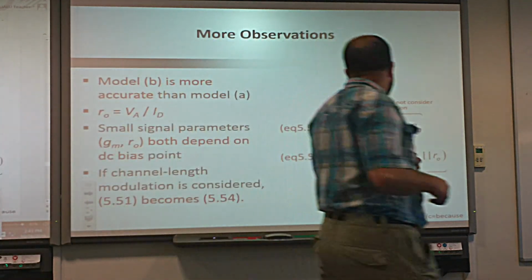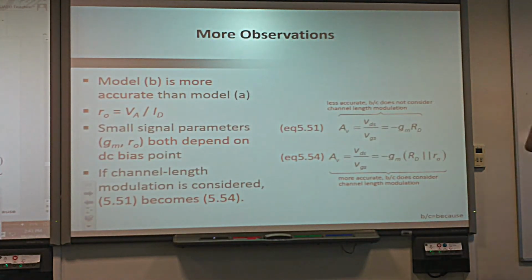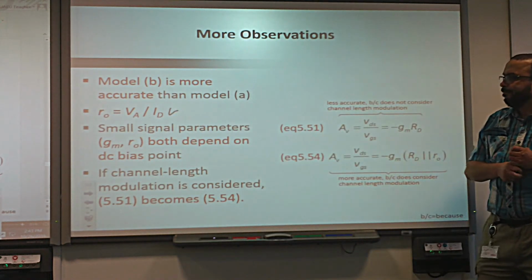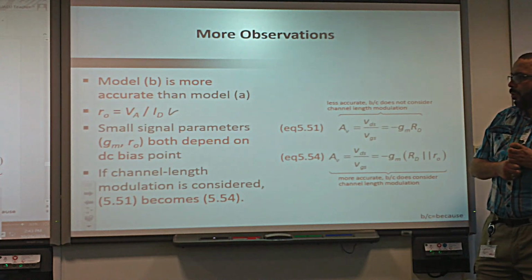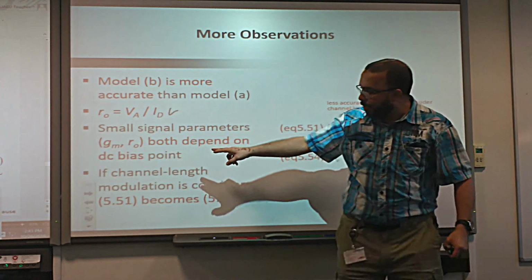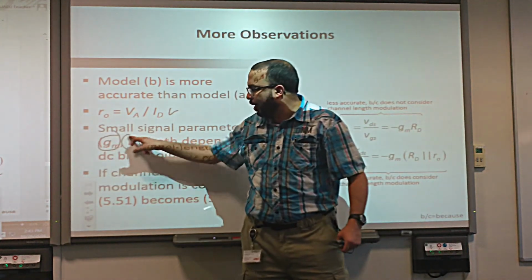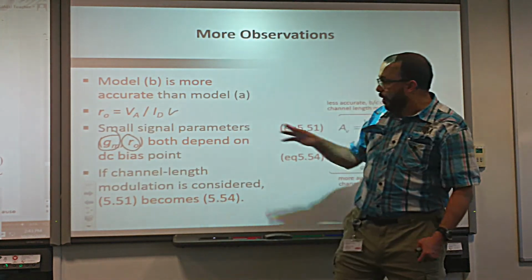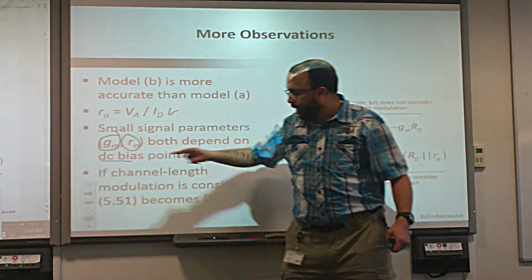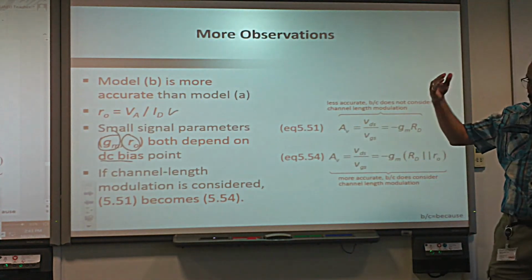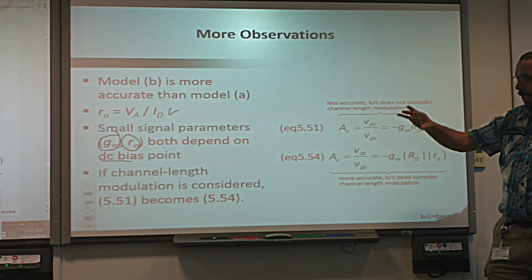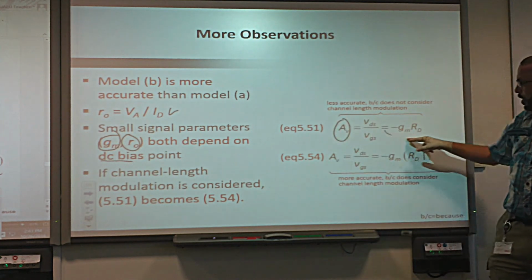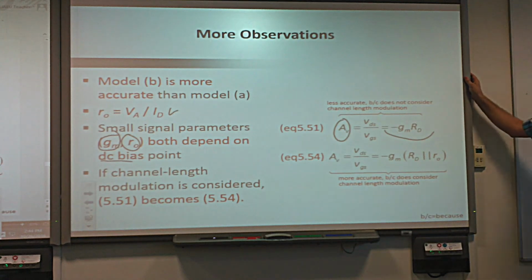More observations. So here, again, we already mentioned R0, how much it is. So now the small signal parameters, now we have 2 parameters. It's not only GM, it's GM and R0. Sometimes we include R0, sometimes we don't. It depends on our approximation, because both of them depend on the DC bias. The DC bias will take almost 1 week to talk about and explain very, very well. So the voltage gain, like we found it just now, is minus GM RD.